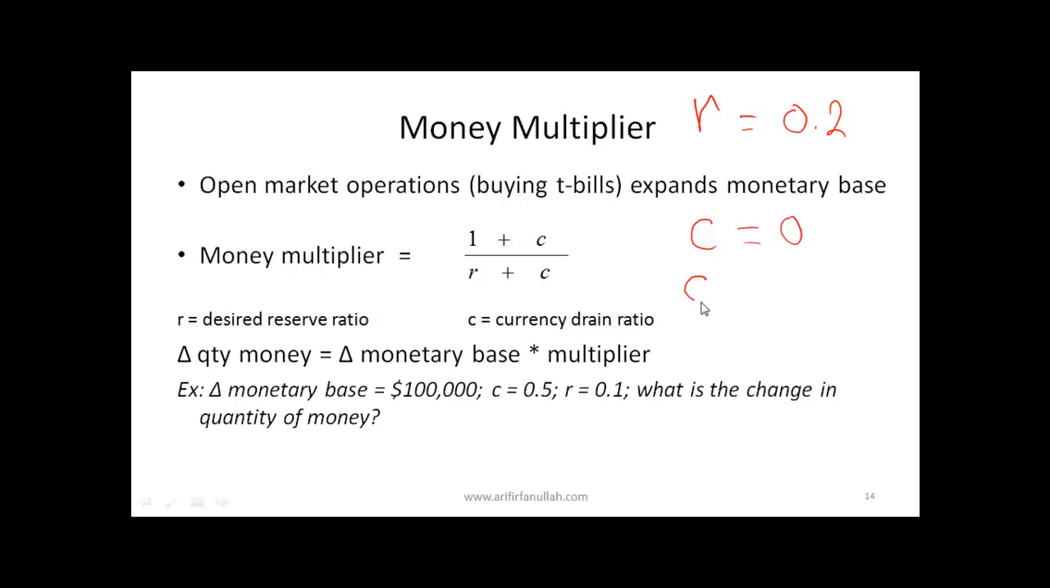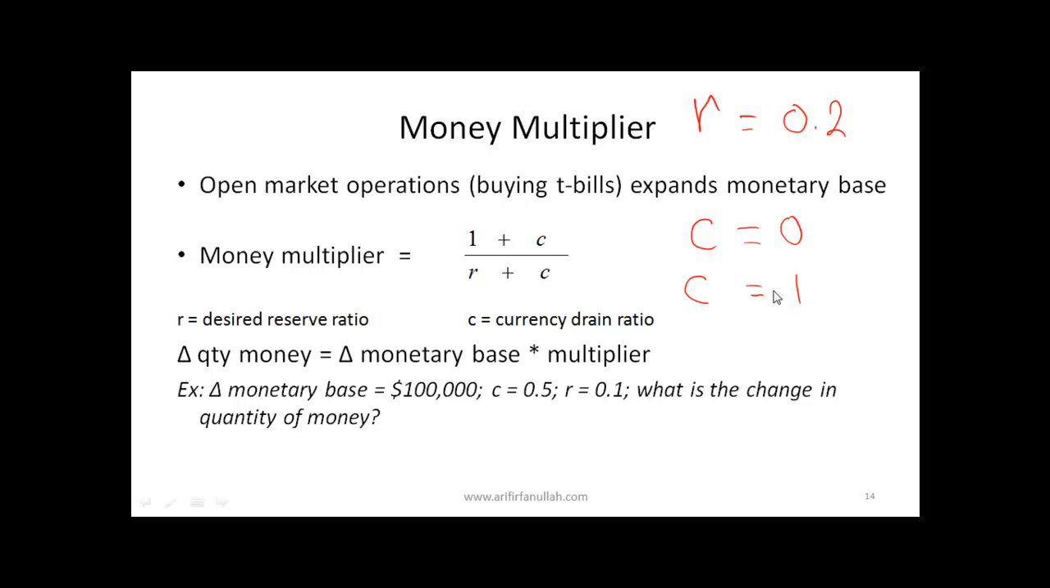The other extreme is what? C is equal to 1. What does C equals 1 mean? C equals 1 means that when you get money, you don't put it in the bank. The whole money gets drained out of the banking system. So now I just made a statement that when C is high, that reduces money supply, which strictly speaking is not accurate. A better way to state this would be a high currency drain ratio reduces the multiplier effect.